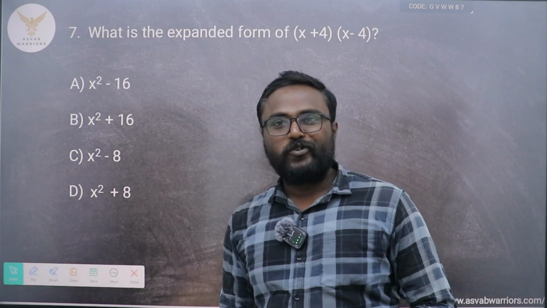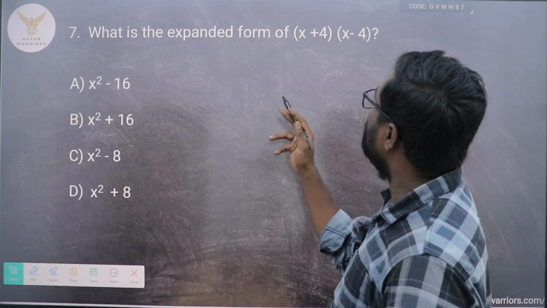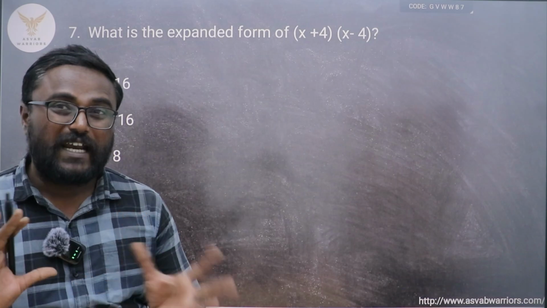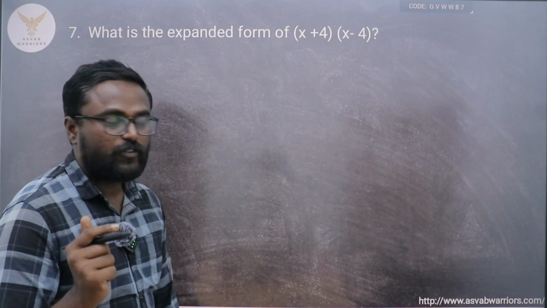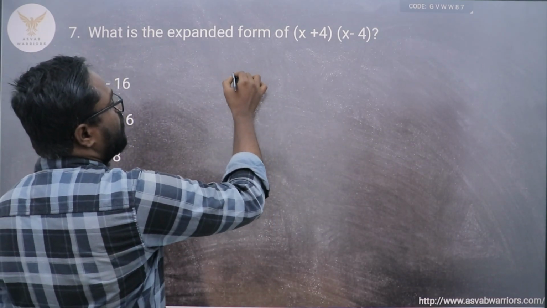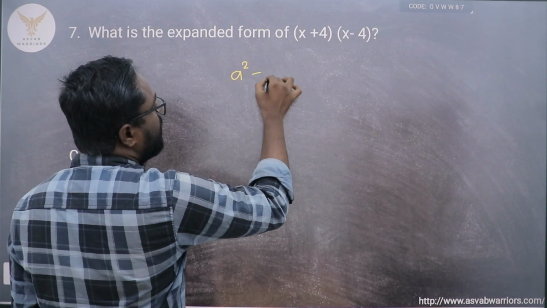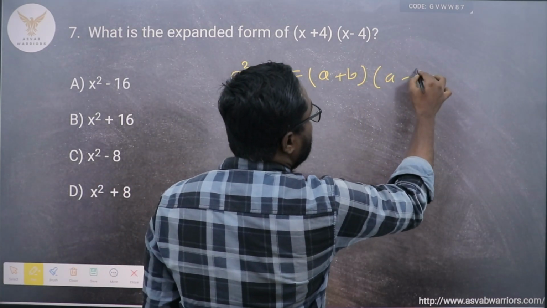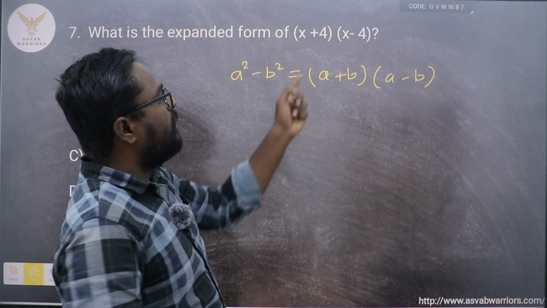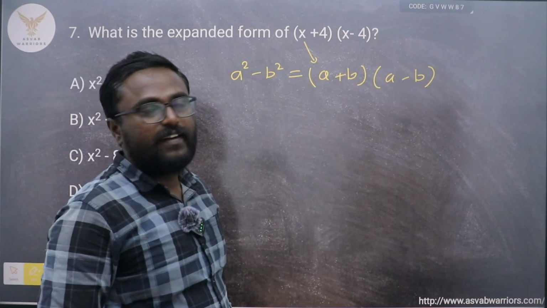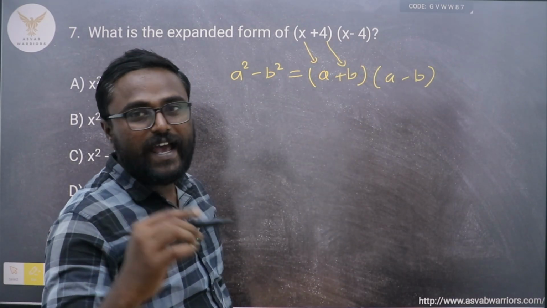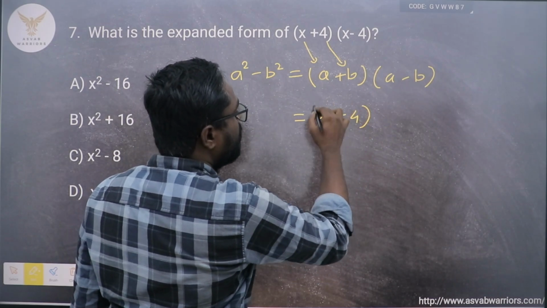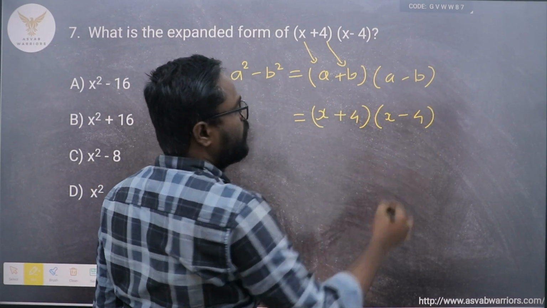Now let's move on to the next question, which says what is the expanded form of (x + 4)(x − 4)? This type of question might be asked to you, so you need to be very sharp while solving them. As I told you before, a² − b² = (a + b)(a − b). Now if you observe carefully, if you consider x as a and 4 as b, I'll just write down the right-hand side: (x + 4)(x − 4).